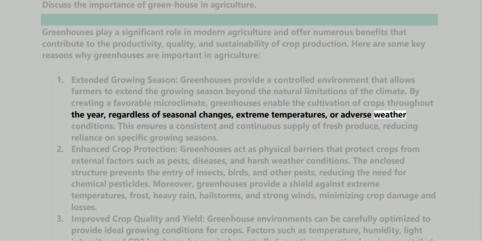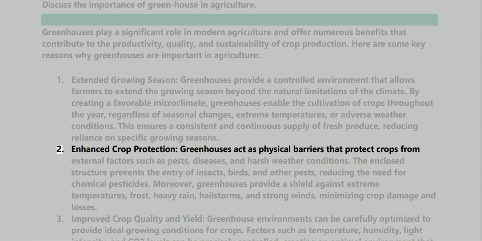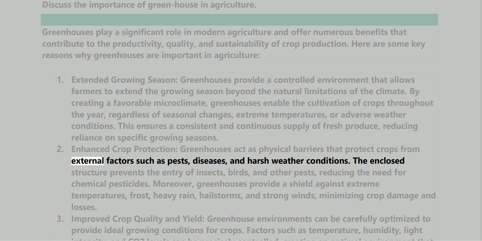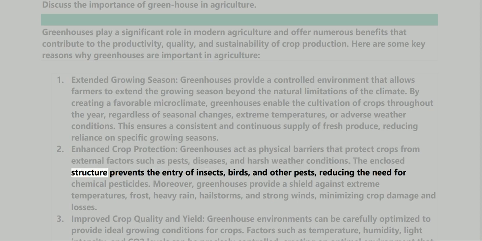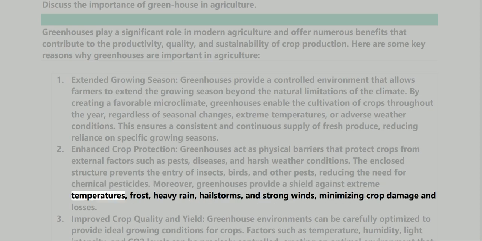This ensures a consistent and continuous supply of fresh produce, reducing reliance on specific growing seasons. 2. Enhanced crop protection. Greenhouses act as physical barriers that protect crops from external factors such as pests, diseases, and harsh weather conditions. The enclosed structure prevents the entry of insects, birds, and other pests, reducing the need for chemical pesticides. Moreover, greenhouses provide a shield against extreme temperatures, frost, heavy rain, hailstorms, and strong winds, minimizing crop damage and losses.